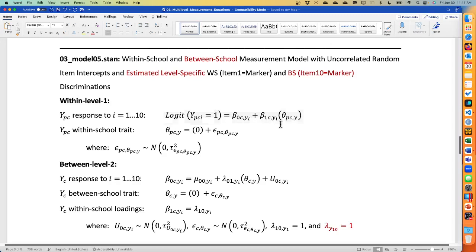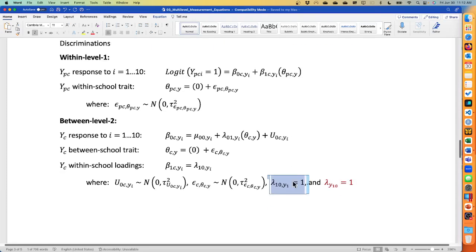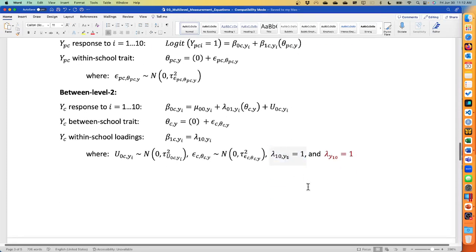So the within level looks the same in that we have a loading that is item specific. It is fixed, meaning it does not vary across clusters. And theta's variance at the within level is being estimated. That means we need a marker, which is right here, right? The one right before it. Yes, the first item. What I'm looking at is the little tiny number 1 right there, meaning the first item for the within level theta is fixed to 1 for identification so that we can estimate the within level theta variance.